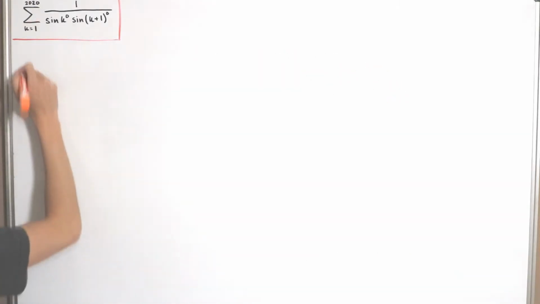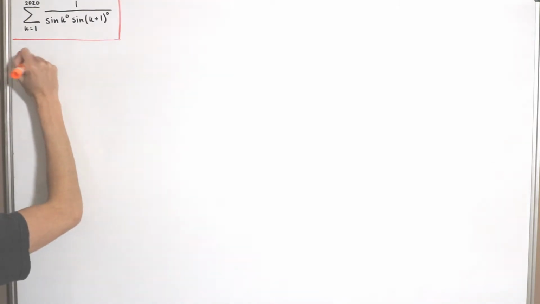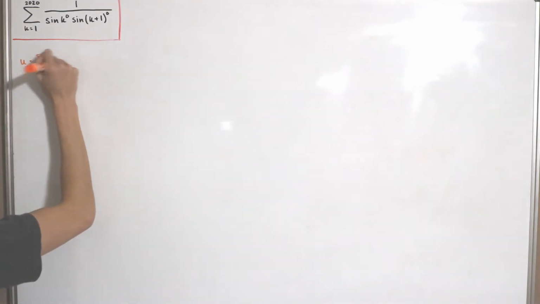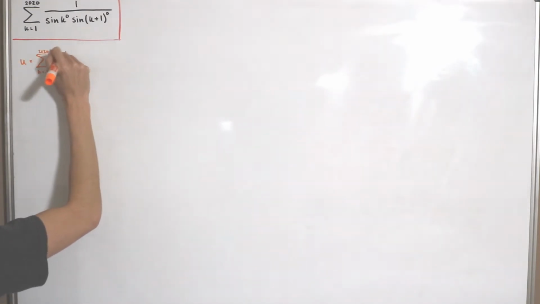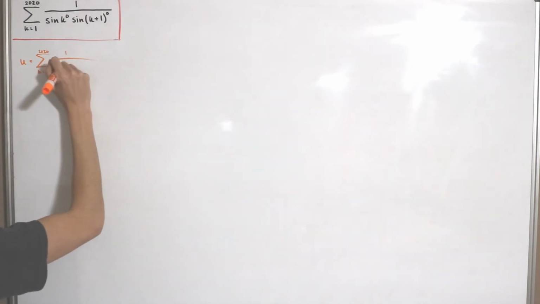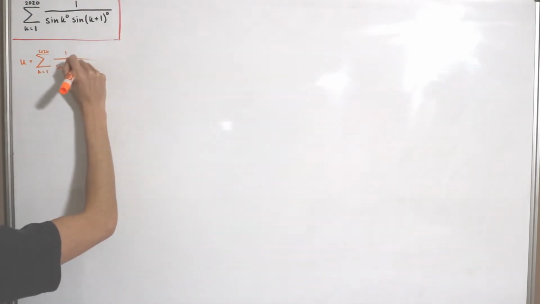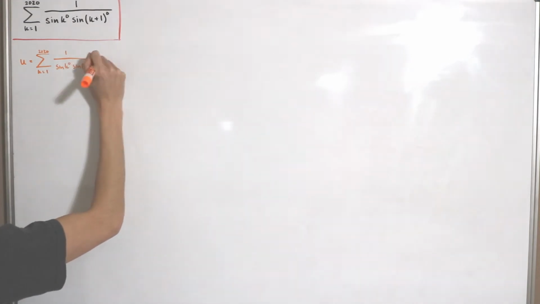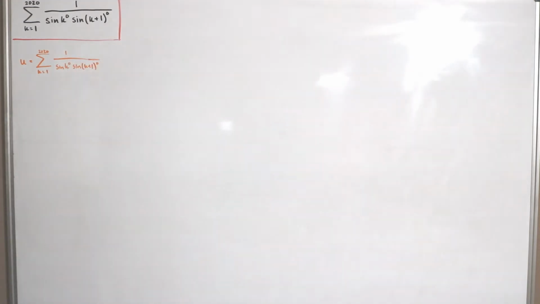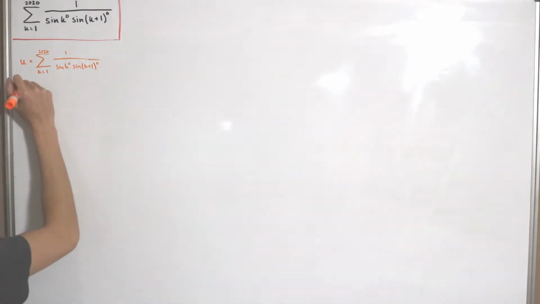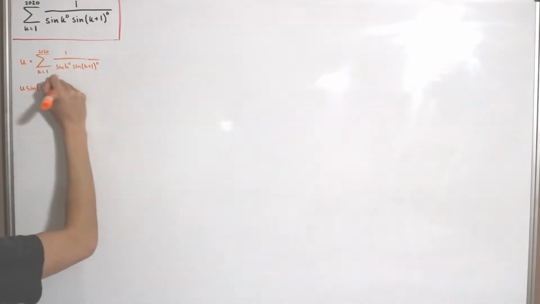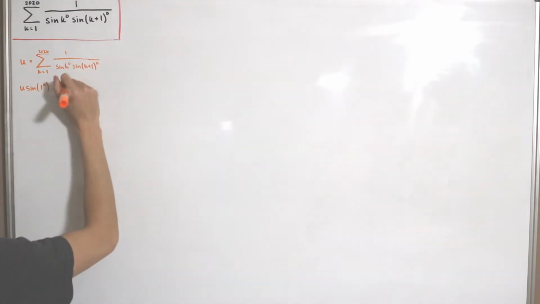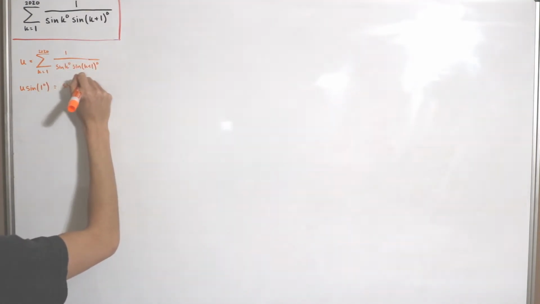I'm going to define our given as a variable, call this u. So u is equal to our partial sum, k is equal to 1, of 1 divided by sine of k degrees, and then multiplied by sine of k plus 1 degrees. Okay, and so now what I'll do is multiply sine of 1 degrees by both sides. So then we have u times sine of 1 degrees, and that's equal to sine of 1 degrees times the sum.